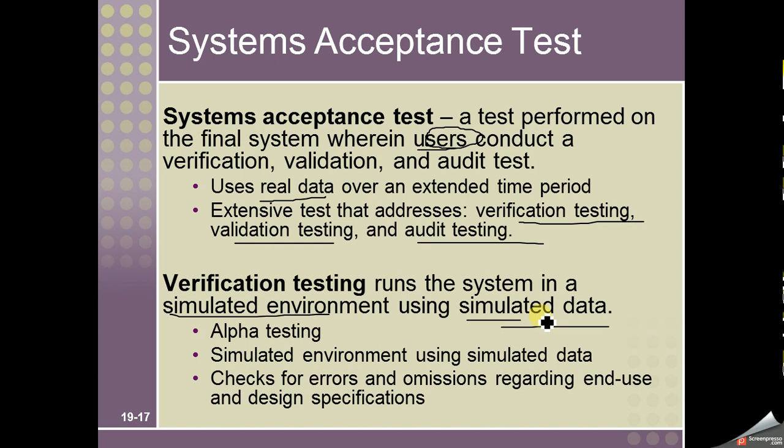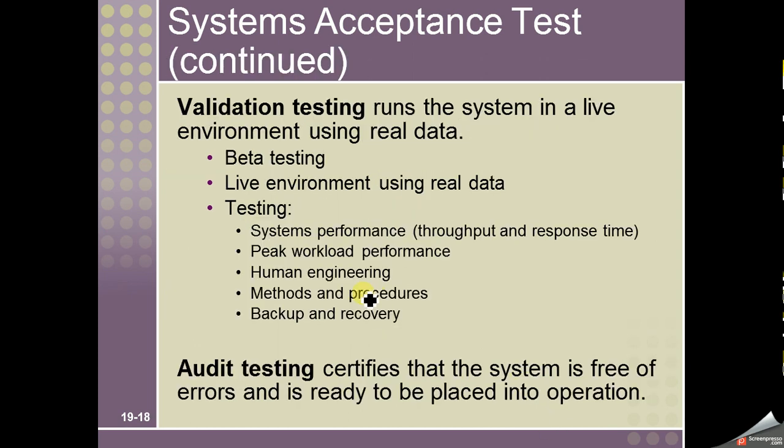So it is not the real environment, the actual work of the system, but it is a simulated work environment, and the data is also simulated. We try to use realistic data, but it is not the actual data in the system. It is also called alpha testing. We use a simulated environment using simulated data. We check for errors and omissions regarding end use and design specification, because the users are concerned from the user perspective, so they are more concerned about the design, about the end use of the system.